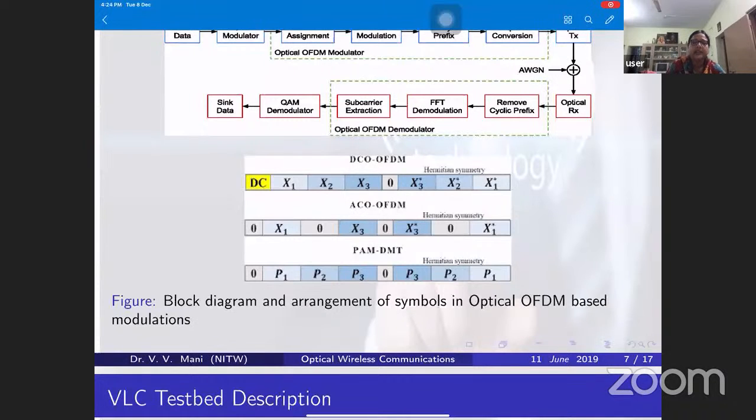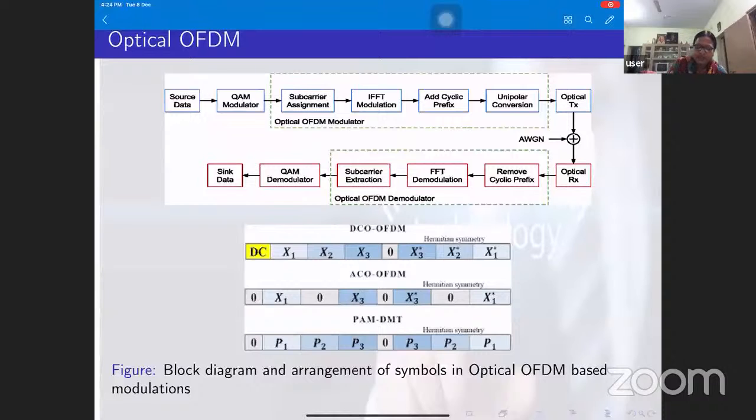I'll call this DCO-OFDM, direct current optical OFDM. I'm using this technique because it is a multi-carrier communication, that is IFFT. Suppose you give a signal to the IFFT block. I give 1 and 0, or two ones, maybe four ones, to a 4-point IFFT. What is the output of my IFFT? I give 1, 1, 1, 1 as input to my IFFT block. What do you expect at the output of your IFFT?